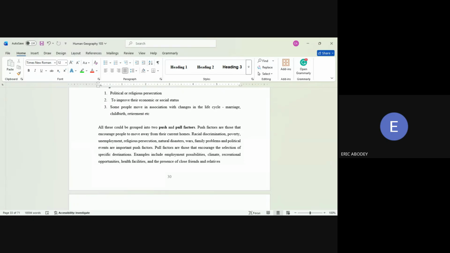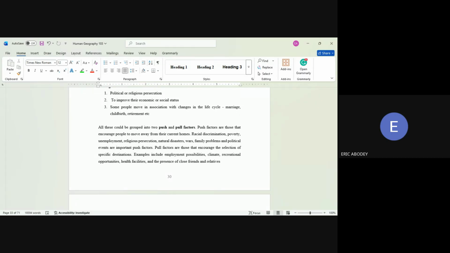So those of you who want to do that, retirement, childbirth, some of these things can also force people to migrate. So you can classify them under push and pull. So the push factors are those that encourage people to move away from their current homes. It includes racial discrimination, poverty, unemployment, religious persecution, natural disasters, wars, family problems, political events. These are push factors.